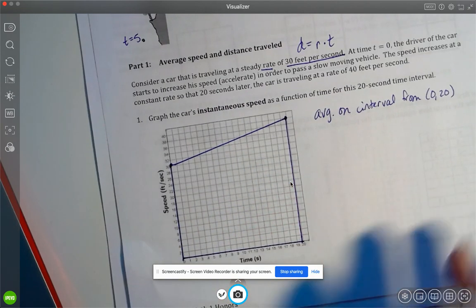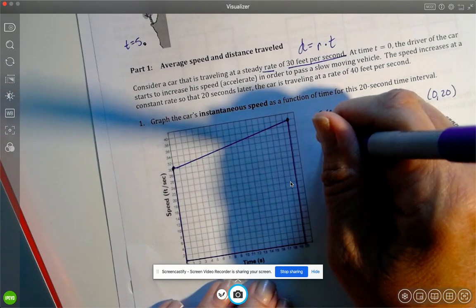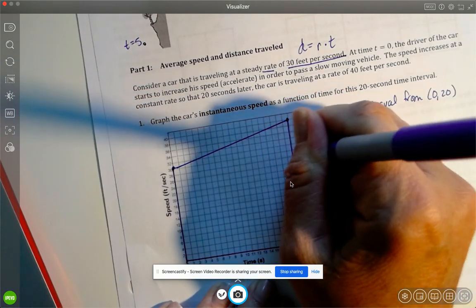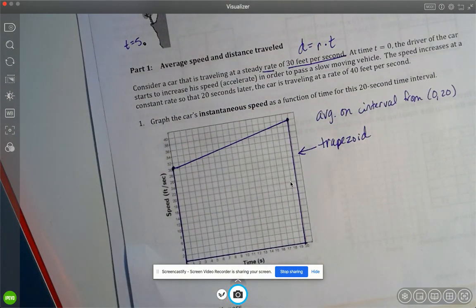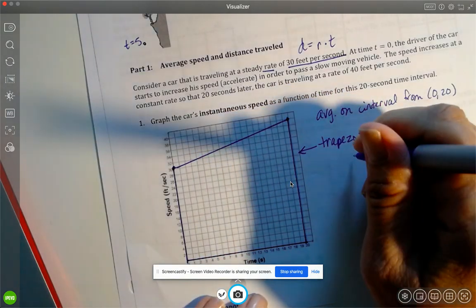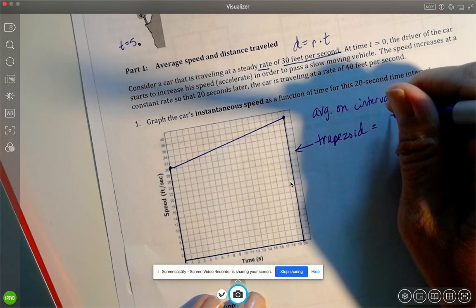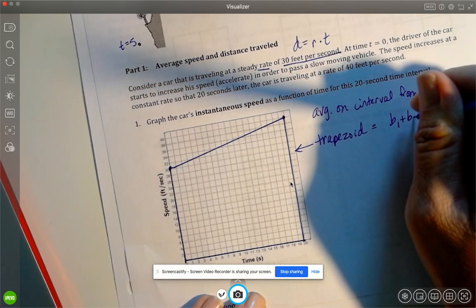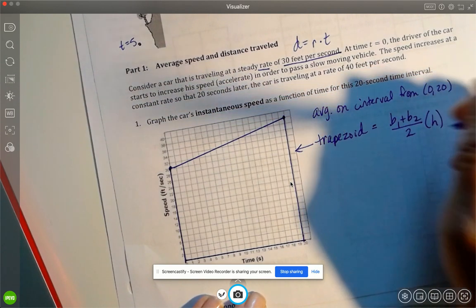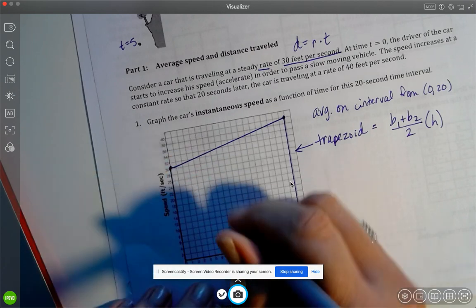Okay, so when you connect all the endpoints, you can see that this is a trapezoid. And if you want to figure out the area of a trapezoid, it is B1 plus B2, base 1 plus base 2, over 2 times height. Now in this trapezoid, this would have to be the height because the height has to be perpendicular to the base.